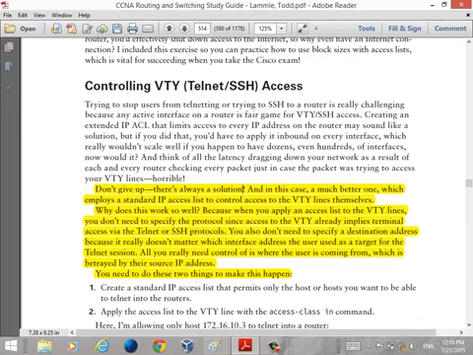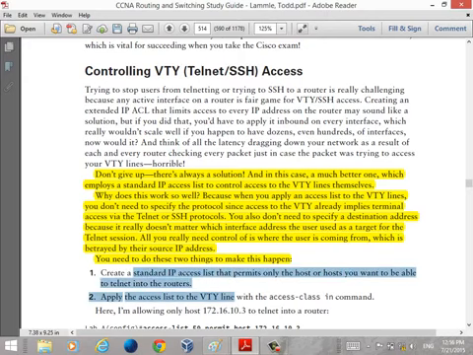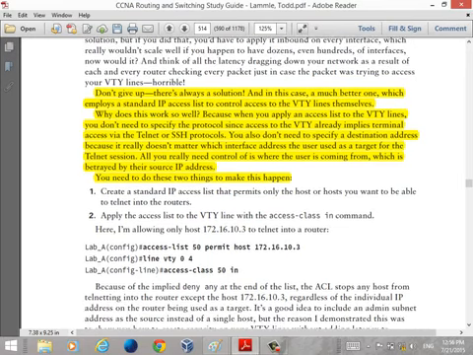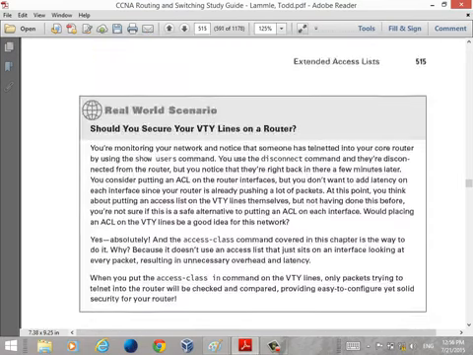You also don't need to specify a destination address, because it really doesn't matter which interface address the user needs as a target. All you really need to control is where the user is coming from, which is betrayed by their source IP. Okay. You need to do these two things to make this happen: create a standard ACL and apply it using the access-class command. You can do it, it's practical on your own. There will be no issues. Fine. Any problem with this?